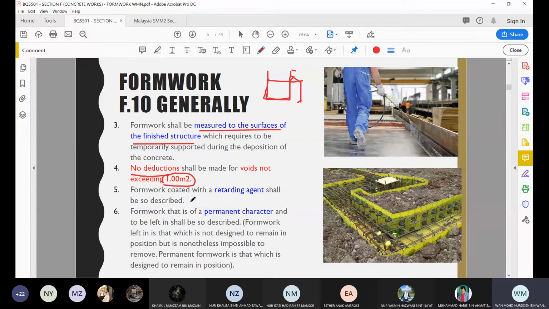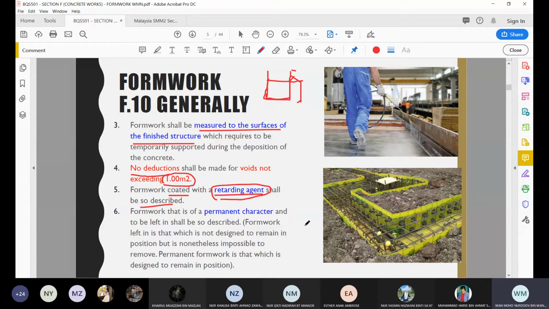Number 5, formwork coated with a retarding agent shall be so described. Okay, retarding agent. Apa maksud retarding agent? Okay, agent ataupun any kind of material being used for the purpose of kita untuk retard ni maksudnya melambatkan any kind of absorption, sebab kita nak elakkan daripada kita punya formwork tu menyerap air ataupun mengganggu kualiti kita punya konkrit. So some situation retarding agent will be applied lah kepada kita punya formwork. Sebab tu dia cakap formwork coated. Okay, kita coat formwork tu dengan retarding agent.